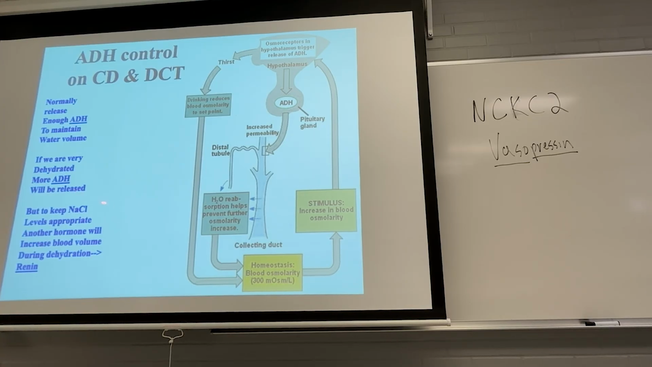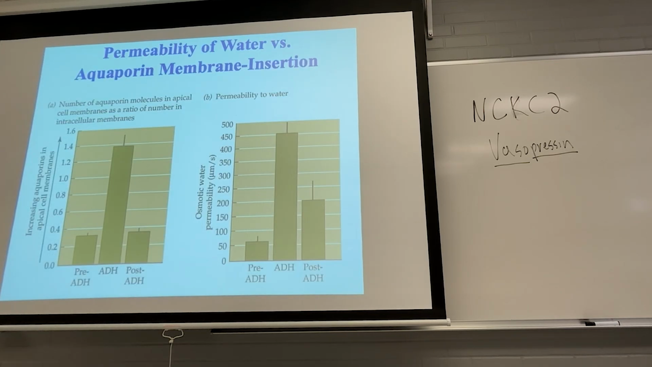So that's what this last statement here says. To keep my sodium chloride levels appropriate and not just absorb pure water, another hormone will help ADH, and it's called renin, or renin. I've always heard it as renin. I've heard other profs call it renin. You can pronounce it however you want. All right, so we'll talk about this hormone here in a few minutes.